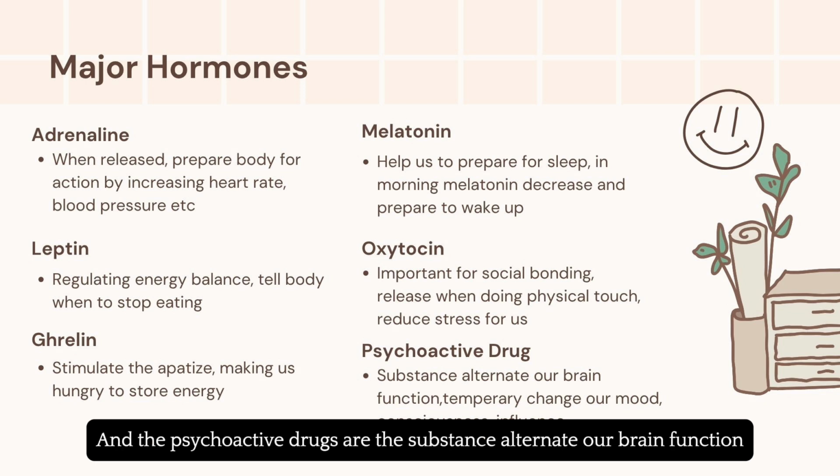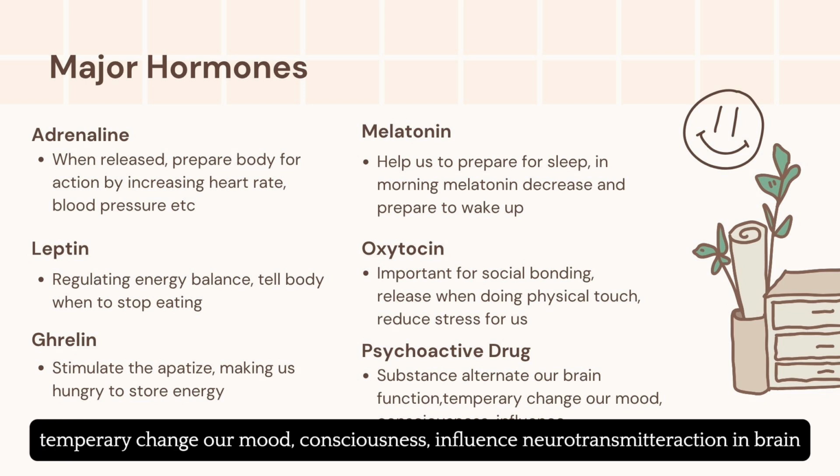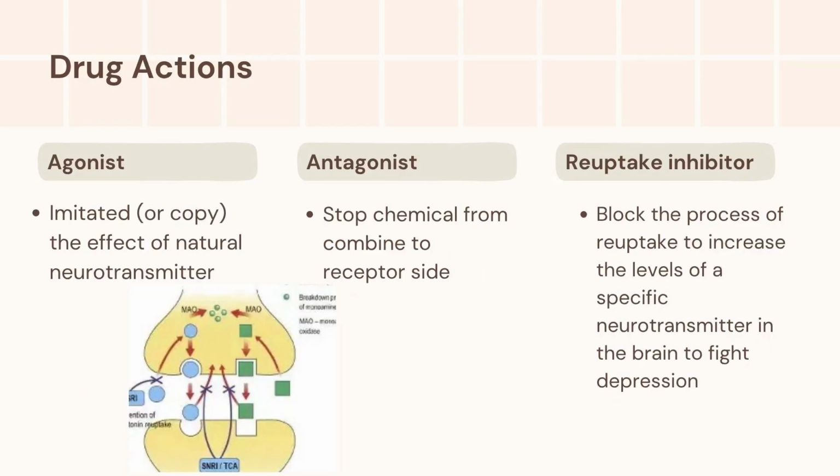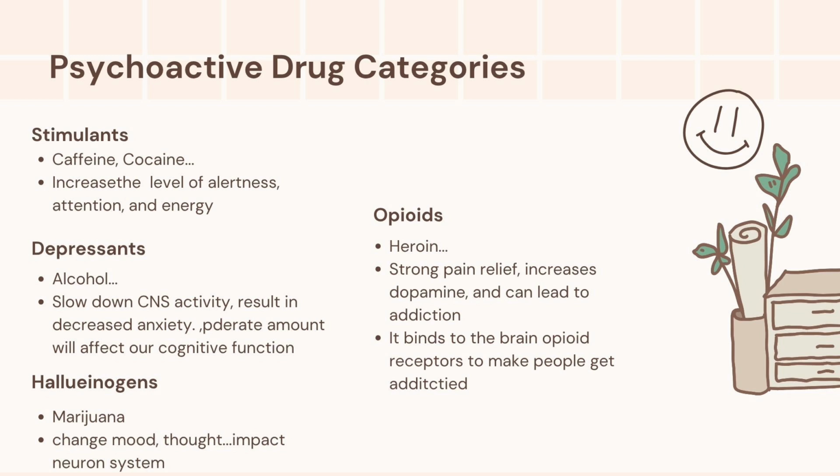And psychoactive drugs are substances that alter our brain function, temporarily change our mood and consciousness, and influence neurotransmitter action in our brain. So the first part is the agonist, which imitates or copies the effect of a natural neurotransmitter. The antagonist stops chemicals from combining with the receptor site. So you can see the little circle and the square thing, they actually block it, so you cannot combine with the receptor site. And the reuptake inhibitor blocks the process of reuptake to increase the level of a specific neurotransmitter in the brain to fight depression. That one is important when you have some mental illness. It's going to help you fight it.